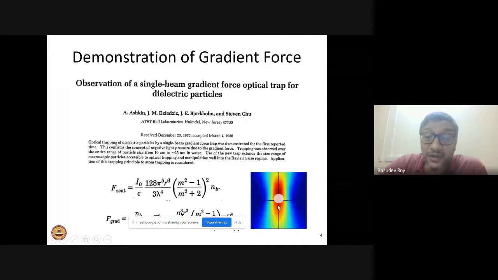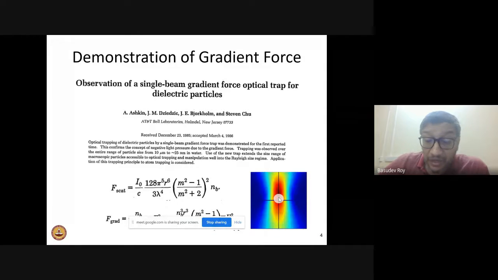So essentially, there are 2 competing forces. One is trying to trap it in the middle of the focal plane. The other is trying to push it out of the focal plane. If the gradient force is large enough, it just confines it slightly away from the 3-dimensional equilibrium position. So we assume that this is a harmonic potential close to the central position. So that's one of the things.